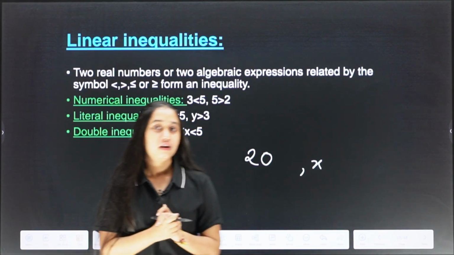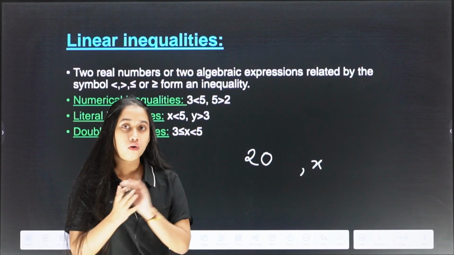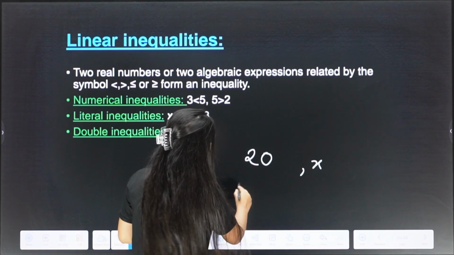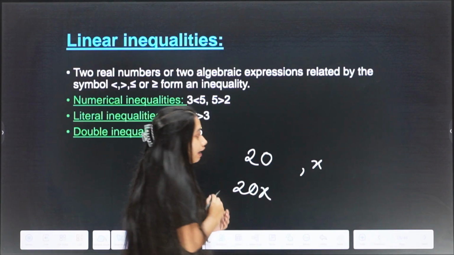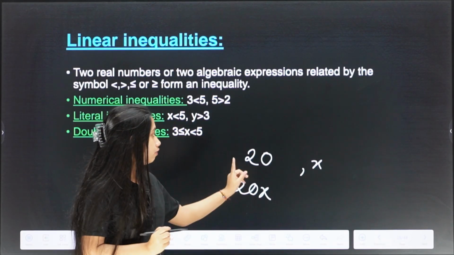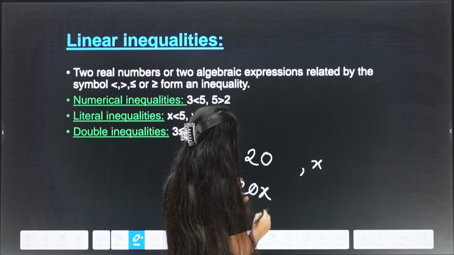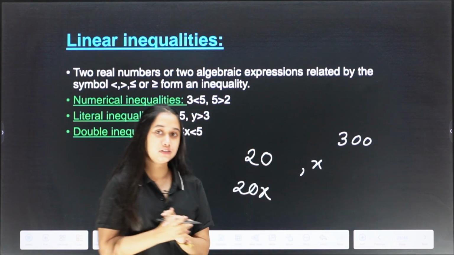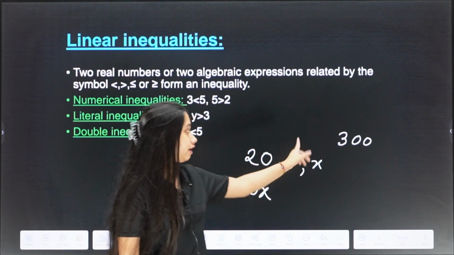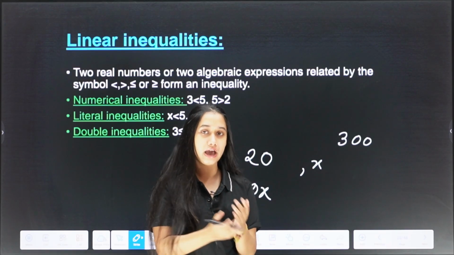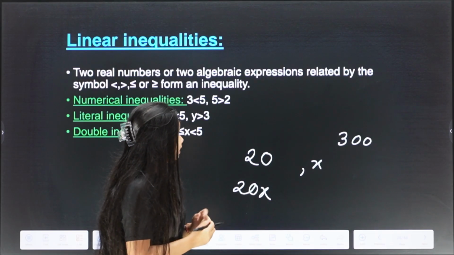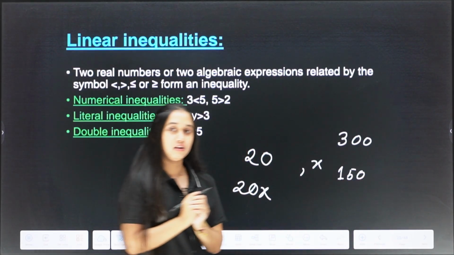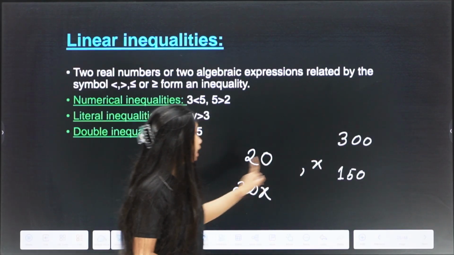The total cost of all the flowers, that is 20 flowers, will be 20x. And for example, this is equal to 300. That is, the price of 20 flowers is 300. But for example, I have only 150 rupees. Thus, I don't have 300 rupees to buy 20 flowers.